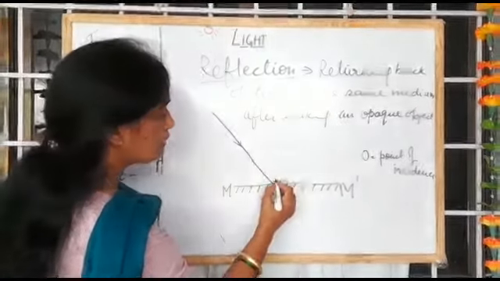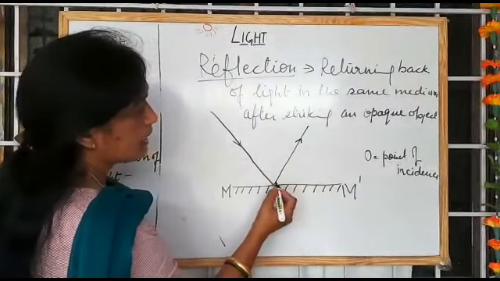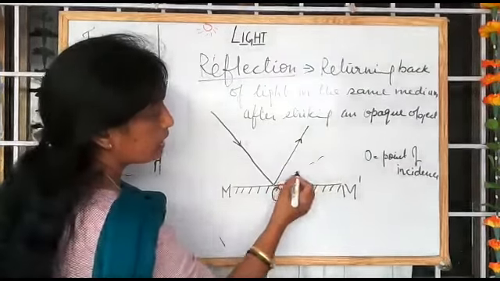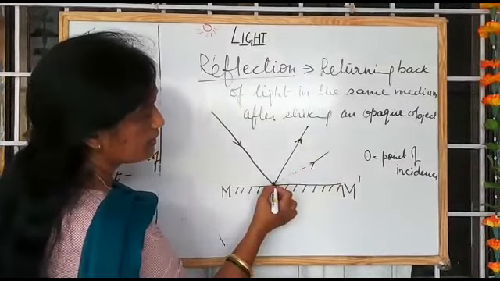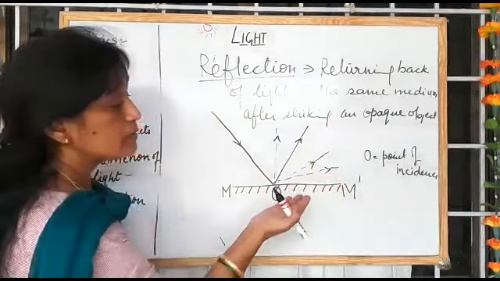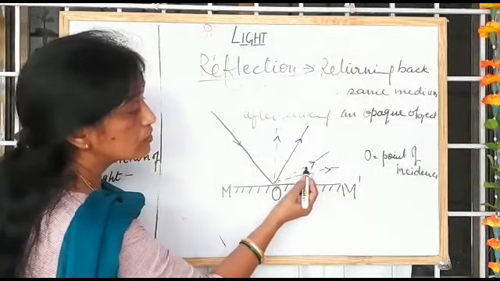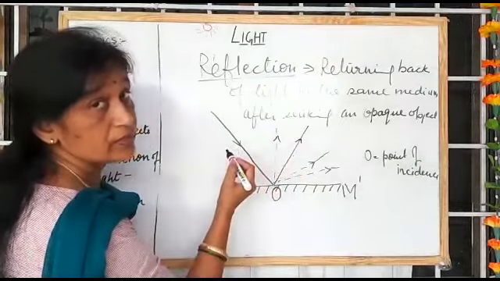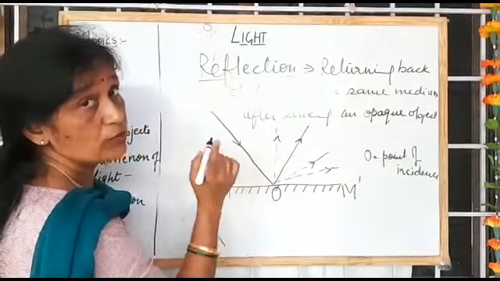Okay, so it will reflect back, but can it reflect in any direction? क्या ये ऐसे जा सकता है? किस path पे जाएगा? Whether it will follow this one or this one or this one or this one, right? That is the actual point.